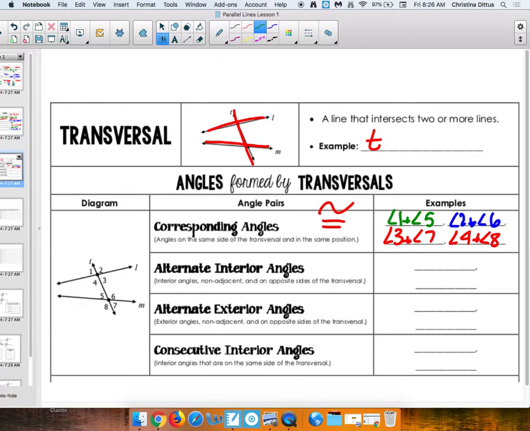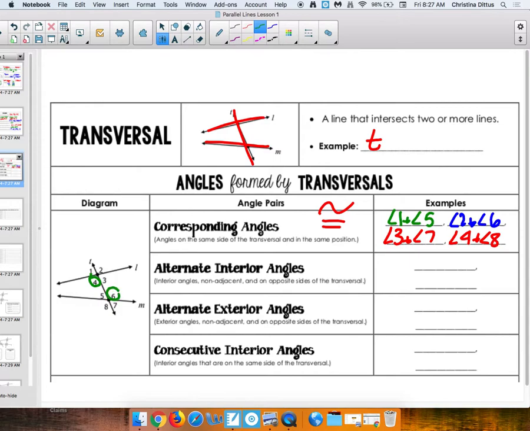Alternate interior angles are on the inside. If I'm looking at my two lines, L and M, which numbers do you think are in the interior? 4, 3, 5, 6. Which ones are on the exterior? 1, 2, 7, 8. Interior being in between the lines, exterior being outside of the two lines. What does it mean to be alternate? Opposite. So if I picked angle 4, what is alternate interior to that angle? 6, because it's on the opposite side of our transversal.